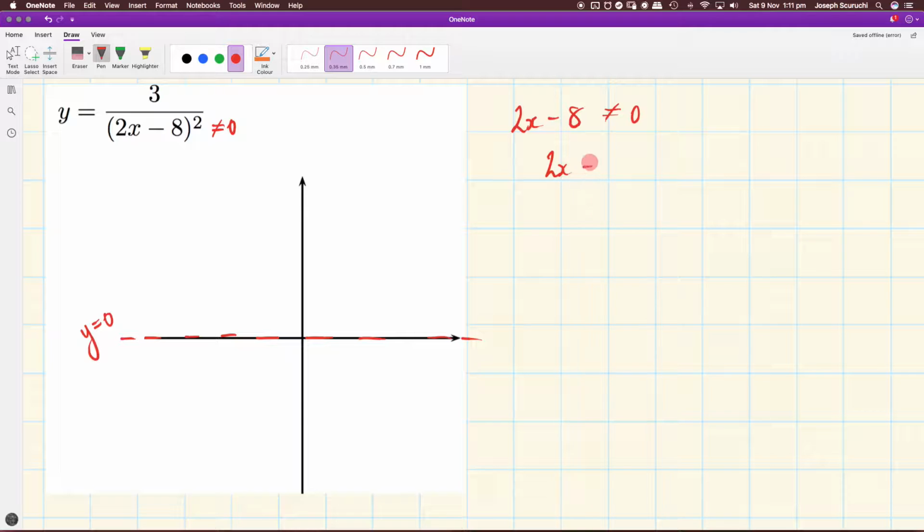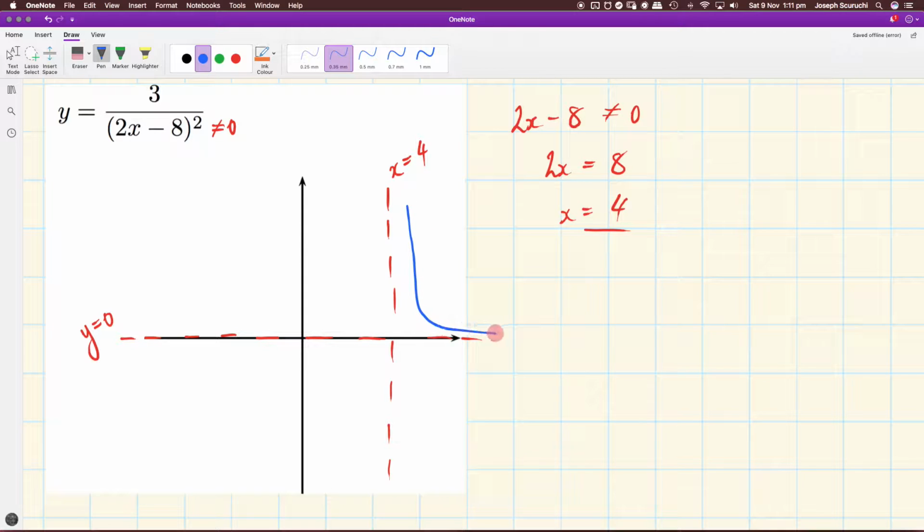So 2x equals 8, divide both sides by 2 will be 4. I can check this out. 2 times 4 is 8. 8 minus 8 is 0. Therefore, that wouldn't work at x equals 4. So I'm going to put that in as my vertical asymptote. x equals 4. I can then draw it in.